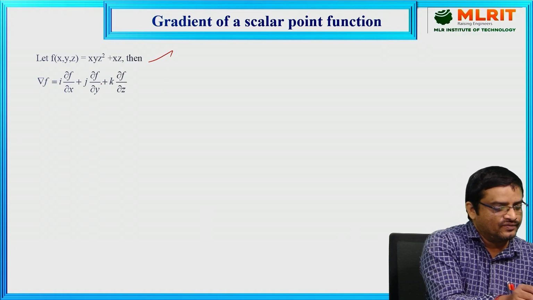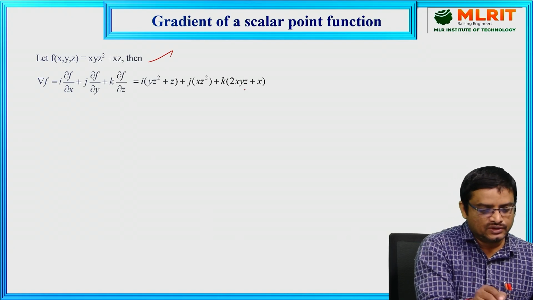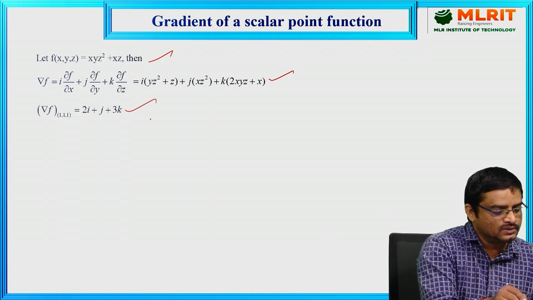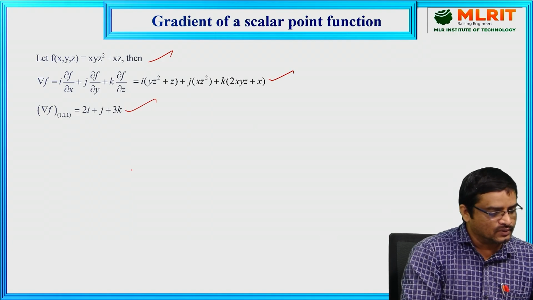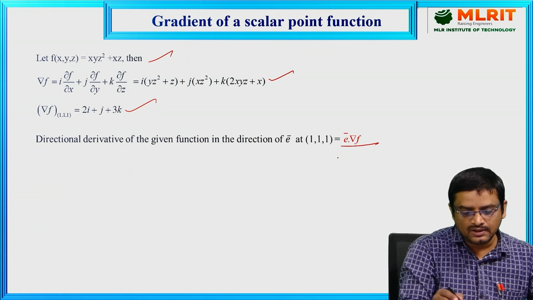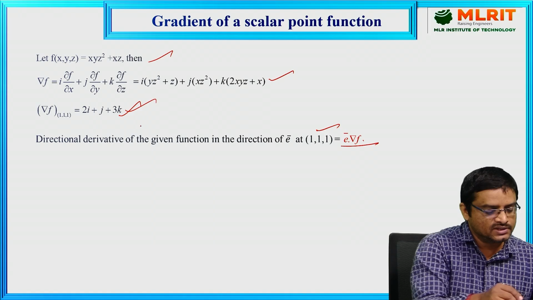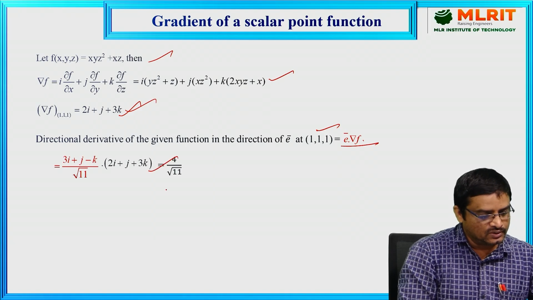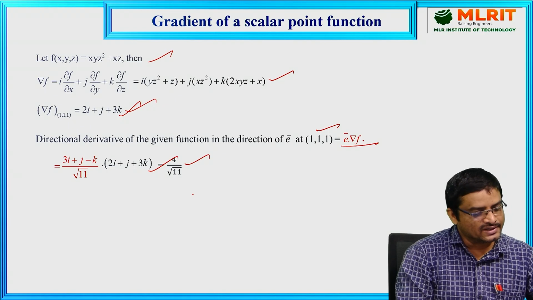So del f is the gradient, and this is the value we get. Now you take the point 1, 1, 1. This is our del f at that particular point. Now we got the e bar value, and del f at this particular point we got this vector. So now you multiply these two vectors, dot product, and you will get our required directional derivative.